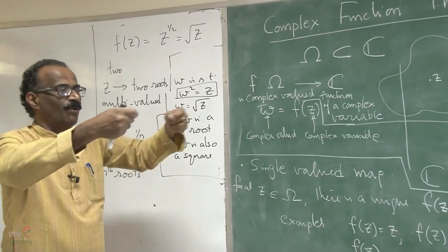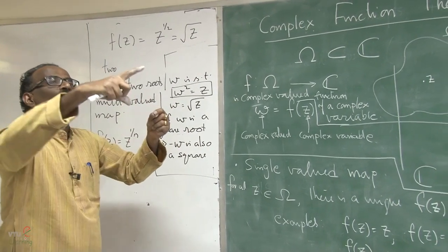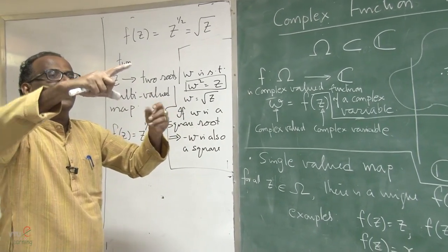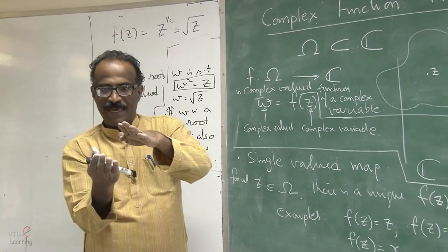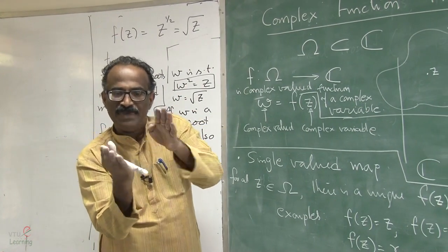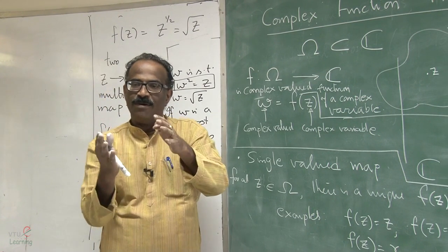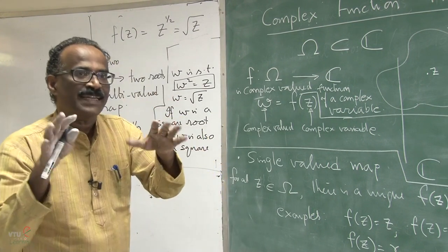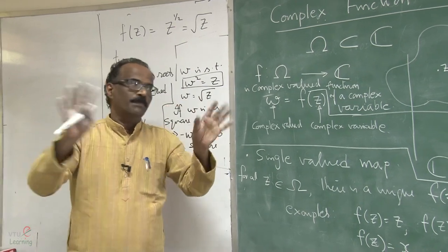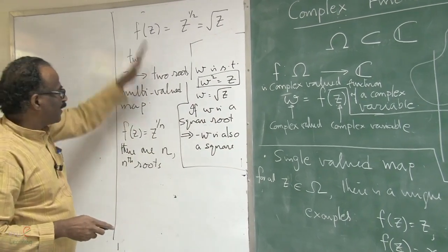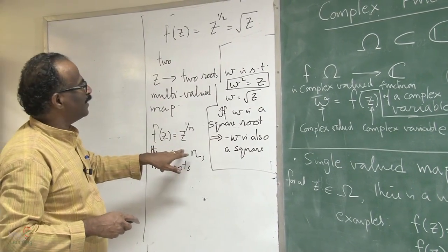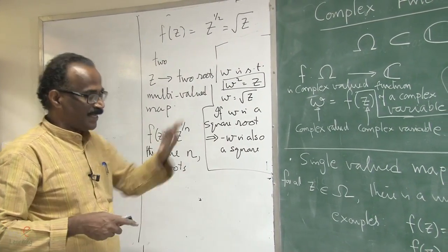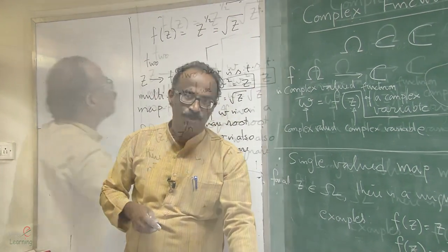That's not really what you call a function. For a given value, you don't want to see two values here. So basically, you need two copies, and how do you merge it? These are all deeper concepts, what are called Riemann surfaces and other things, but let me skip all that. But the study of such multi-valued maps is also important. Here n roots are there, and there are functions with infinitely many roots, like log maps.